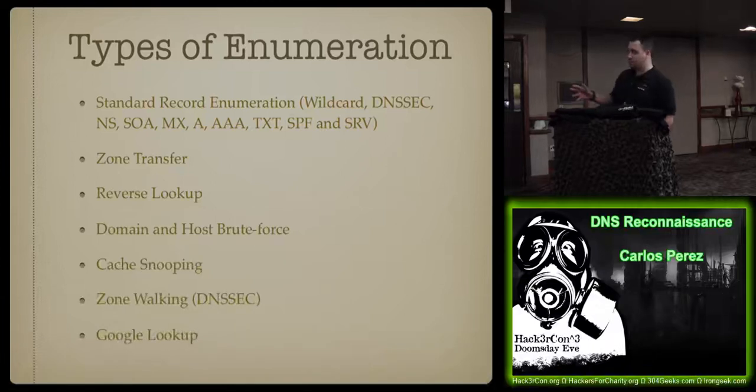So the different types of enumeration the tool actually does begin with standard enumeration. Standard enumeration will check for wildcards, so I know if they're resolving to one specific IP address. Also, I wanted to be able to enumerate if they're using DNSSEC. And I'll retrieve the name servers, start of authority, mail servers, A records, AAAA records, TXT, SPF, and SRV records only with the standard enumeration. In addition to that, I added other options for doing zone transfer, reverse lookup of IP ranges, domain and host brute force, cache snooping, zone walking for DNSSEC zones, and also a bit of Google lookup.